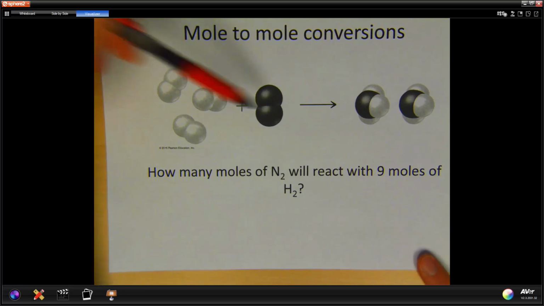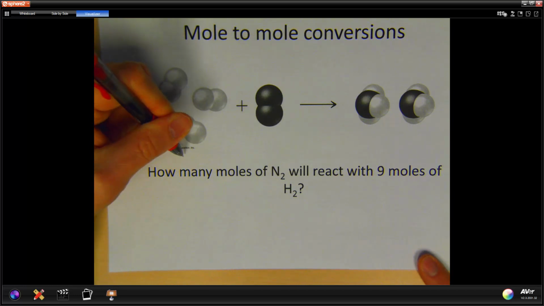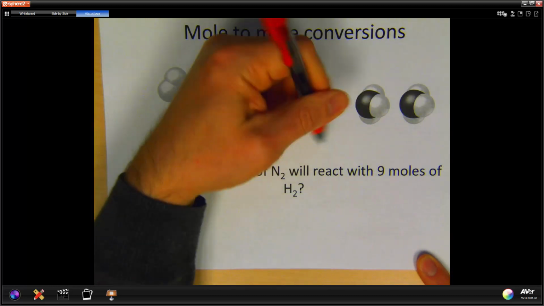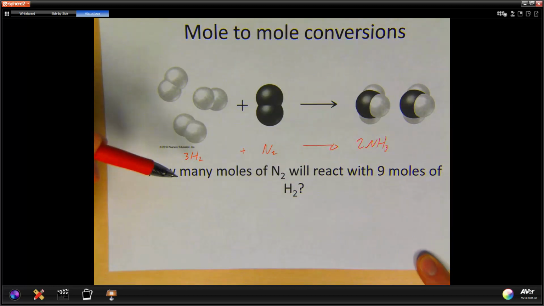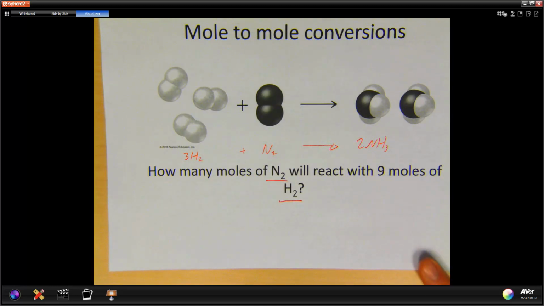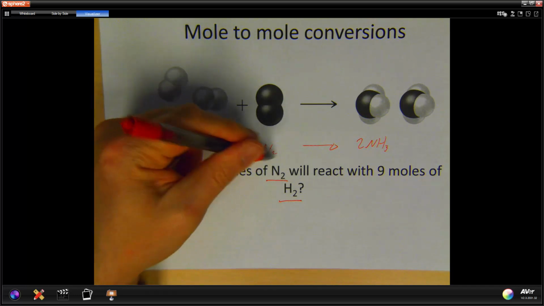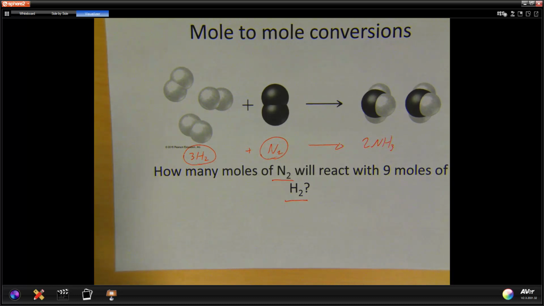I'm showing the picture here, but we could also write this as a chemical equation, which might be more useful. So we have 3H2 plus N2 to give us 2NH3. Okay, so I'm going to go ahead and rewrite that part in there. And the question is, how many moles of N2, I'm going to underline that, will react with 9 moles of H2? So in this question, we have two things we care about. We care about the N2, we care about the H2. So those are the two things that we want to include in our conversion factor. In this particular question, we don't care about the NH3. In a different question, we might.